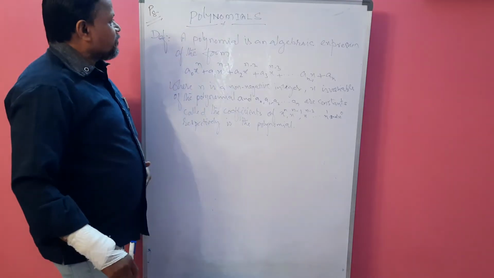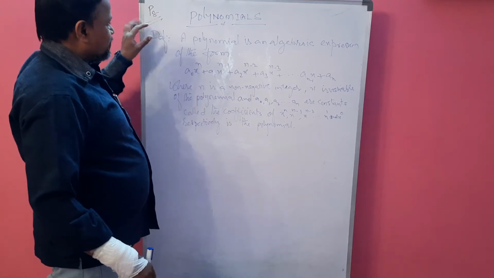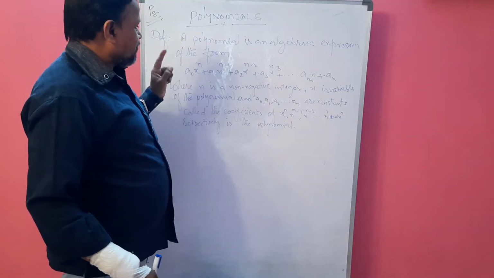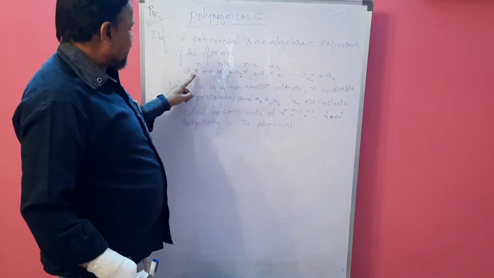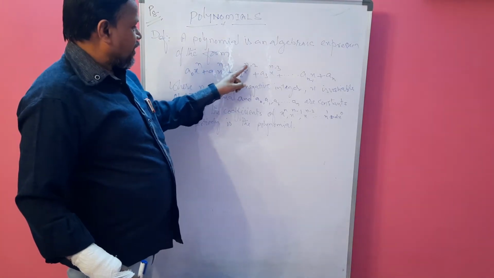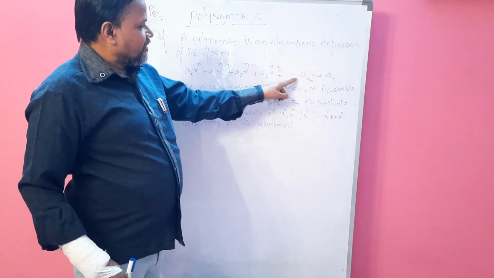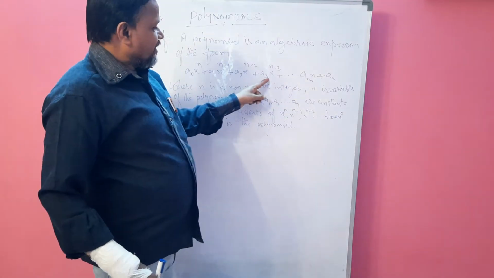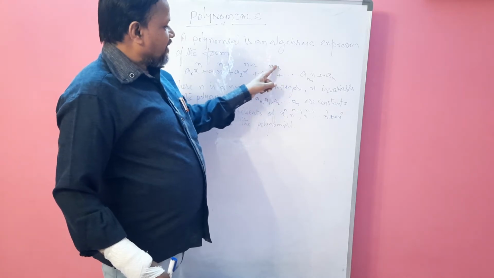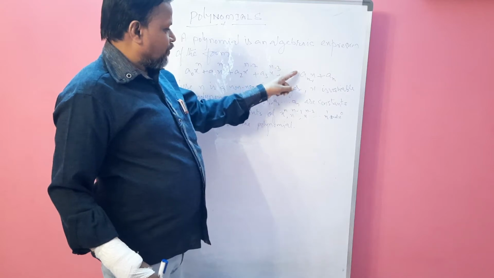Today we are going to start polynomials. Okay? Polynomials. Definition. A polynomial is an algebraic expression of the form a0 x power n plus a1 x power n minus 1 plus a2 x power n minus 2 plus a3 x power n minus 3 plus dot dot. Similarly, we have to increase the subscript of a: a1, a2, a3, a4, and decrease the power of x: n, n minus 1, n minus 2, n minus 3, n minus 4, like that.